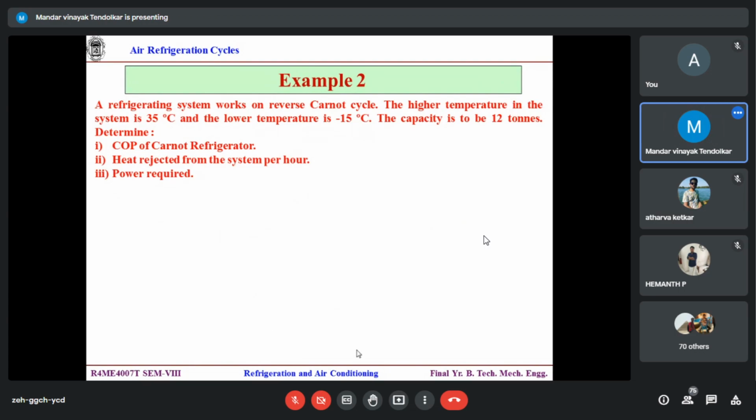Simple numerical. A refrigerating system works on the reverse Carnot cycle. The higher temperature in the system is 35 degrees Celsius. Lower temperature is minus 15. Both T1 and T2 are given. COP very easy. Capacity is to be 12 tons. Refrigeration load is known, so I can find out the compressor power required. So COP of the refrigerator, fine. Heat rejected from the system per hour, so this is our condenser part. And the power required, that is the compressor part. So this is COP. Is this value correct? Higher value is 35. Lower value is minus 15.